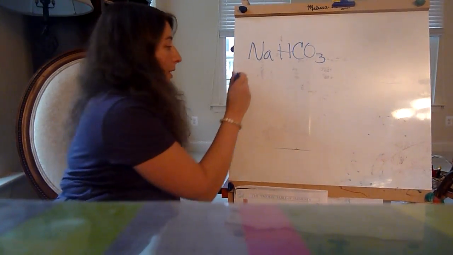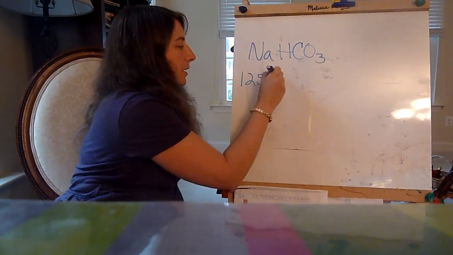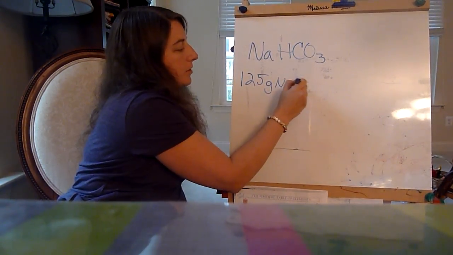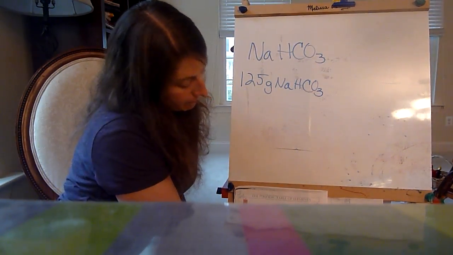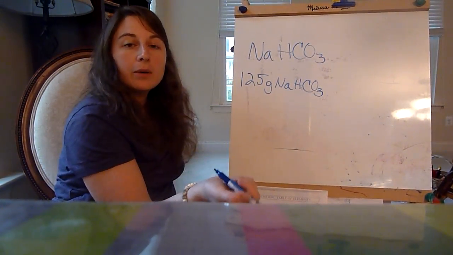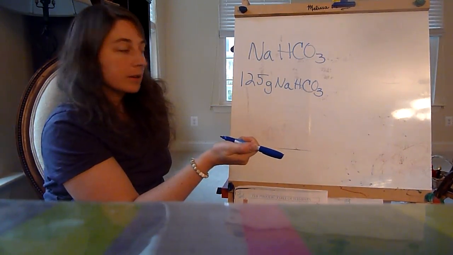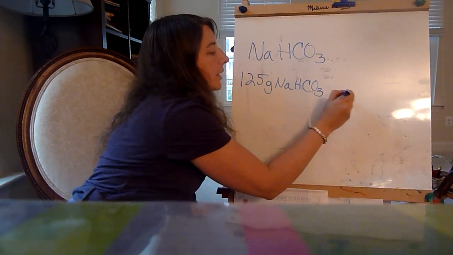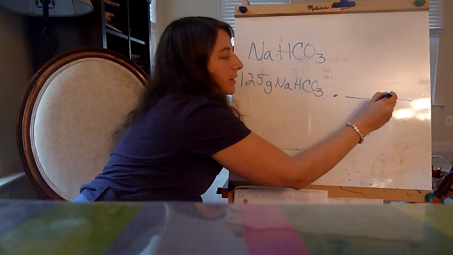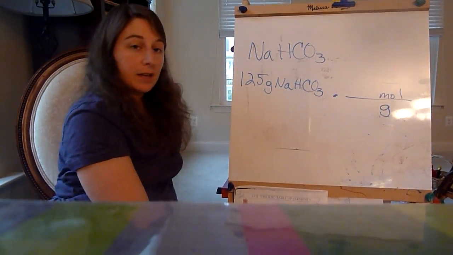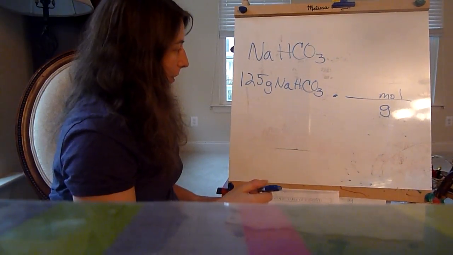So I'm going to write down what I know. So I know I have 125 grams of sodium hydrogen carbonate. Now, it asks me how many moles there are. So how do I convert from grams to moles? Well, I need to have the molar mass to do that. When I have the molar mass, I want to cancel out grams. I want to end up with moles, so I'm going to put it like this. Now, to find the molar mass of sodium hydrogen carbonate, I need my periodic table.